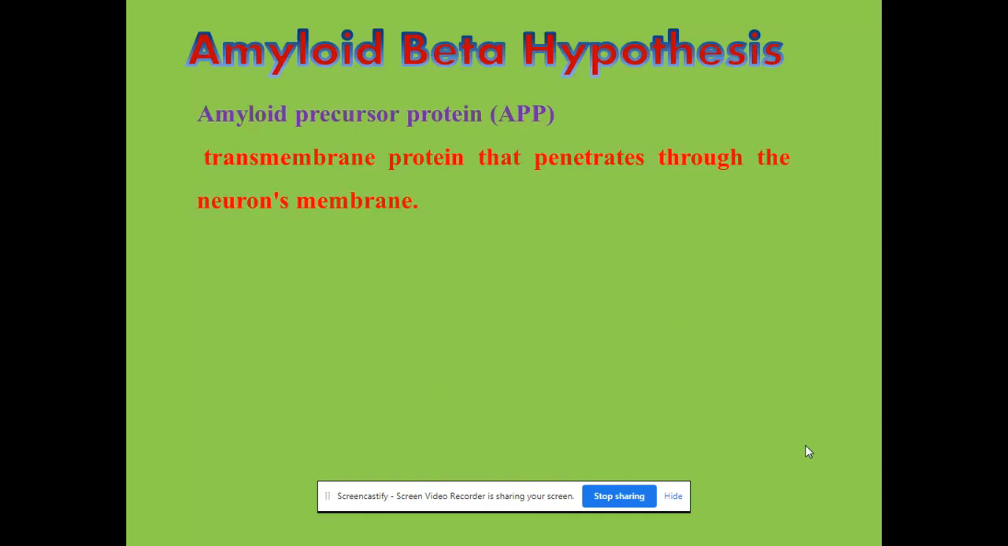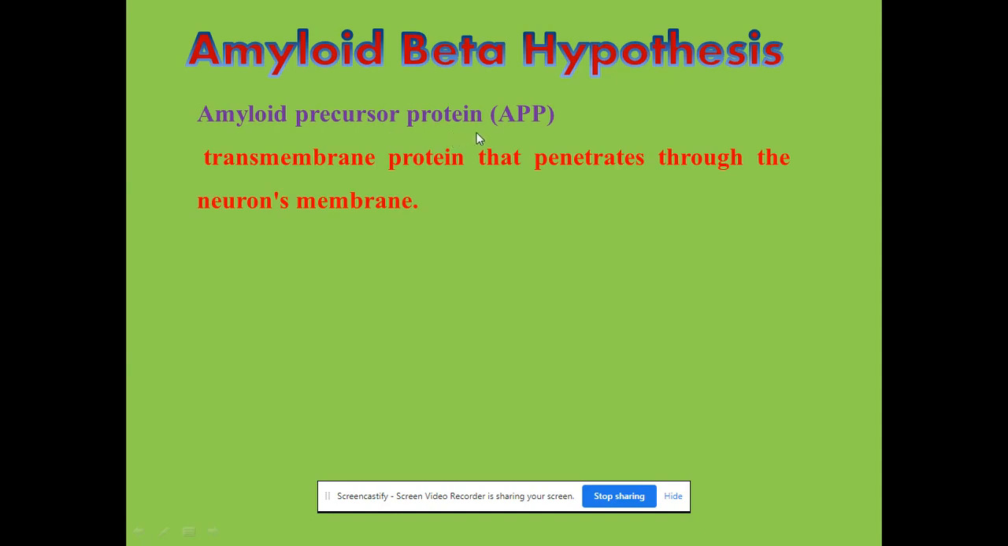Today we will be seeing the amyloid beta hypothesis. It is one of the hypotheses in the pathophysiology of Alzheimer disease. The amyloid beta hypothesis states that the accumulation of amyloid beta fibrils causes the disease. Amyloid beta fibrils are nothing but the cleaved parts of the amyloid precursor protein.